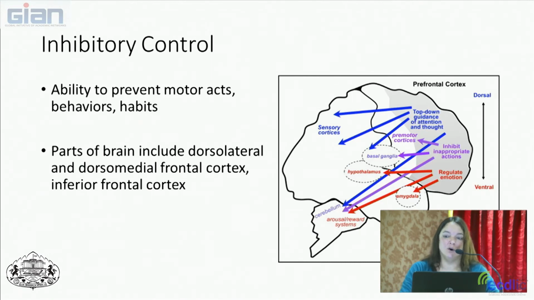Inhibition is also a prefrontal cortex process, and again, as I mentioned, it's thought to live in the dorsolateral and dorsomedial frontal cortex. It helps us to prevent motor actions and behaviors, and helps us to inhibit bad habits that we might accumulate that are positively reinforced in our brain.